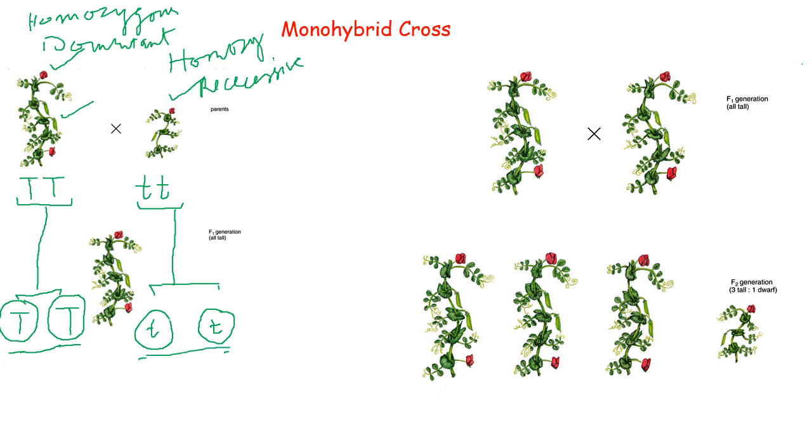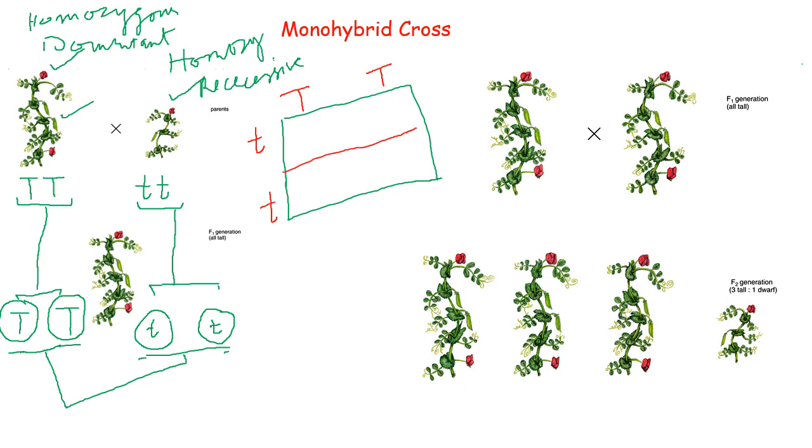Now we are crossing these plants. If we fertilize these gametes with these gametes, the gametes of the tall plant with the gametes of the dwarf plant, let's make a chart here. We'll cross them. Here we'll put this capital T and capital T on one side, and small t and small t on this side.